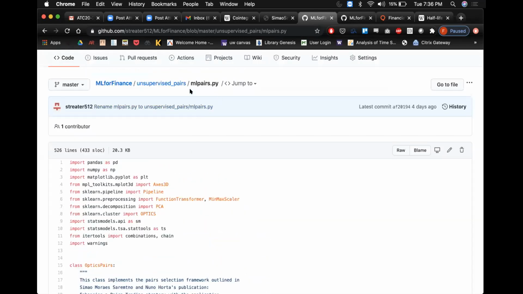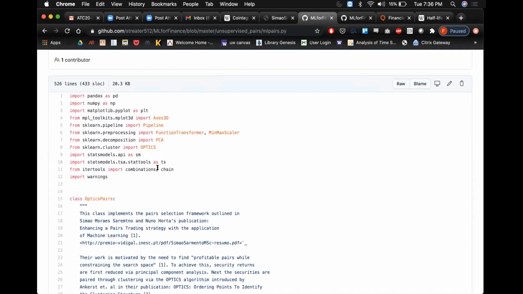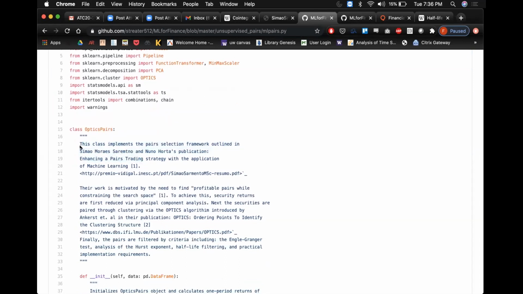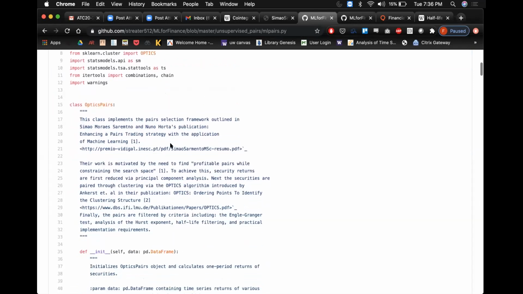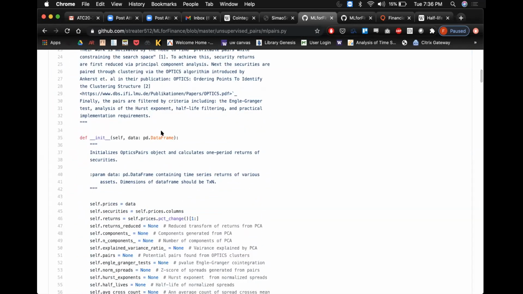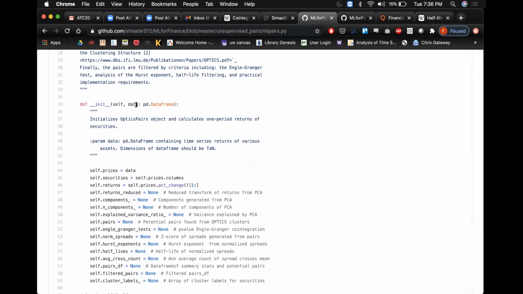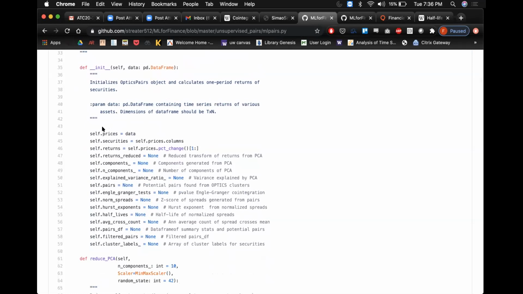Yeah. So in the notebook, all of the functions were coming out of this class that I wrote, OpticsPairs. Here's just a description of it. It's implementing those first three components of the paper. When you initialize the class with a data frame, the data frame is going to be stock or financial security prices, one-period prices. You grab the securities from the columns of the data frame, and then it automatically calculates the one-period returns for the prices, using the percent change function from the pandas data frame.